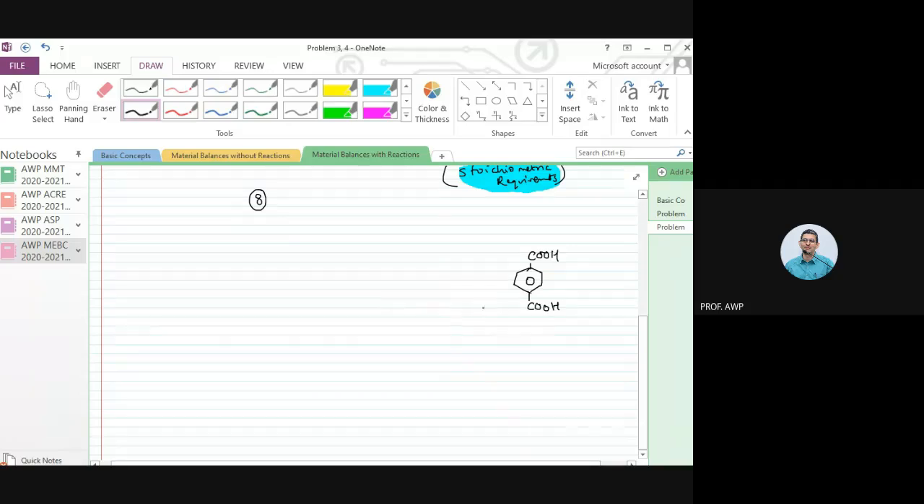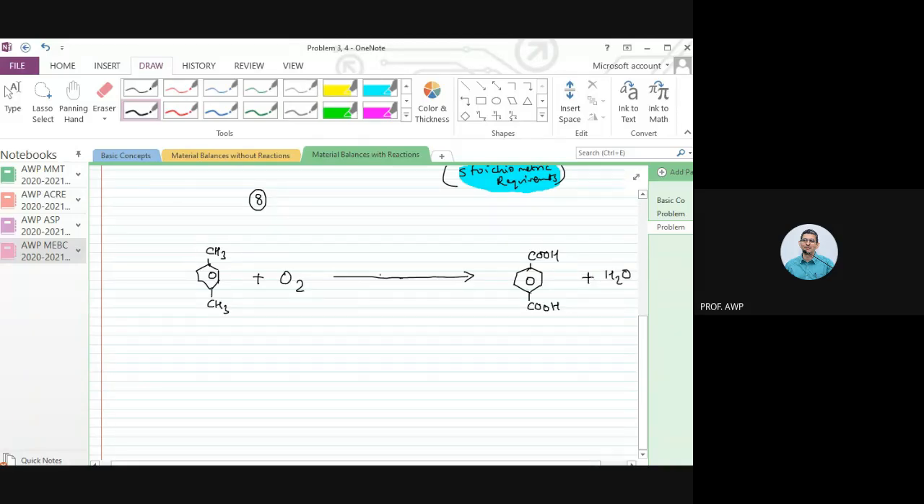So how do you think terephthalic acid is made? Organic chemistry you must have done. Oxidation of two methyl groups on the benzene. What name would you give this compound on the left hand side? Xylene. Paraxylene. Right. So it is made by oxidation of paraxylene to terephthalic acid.